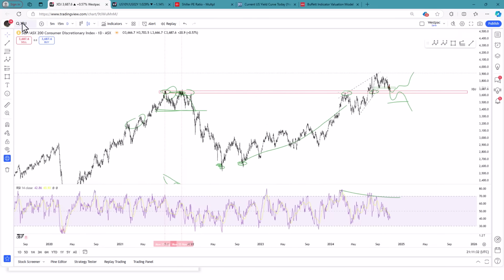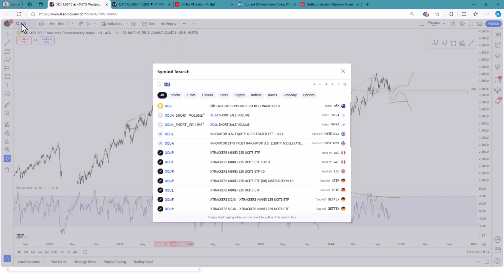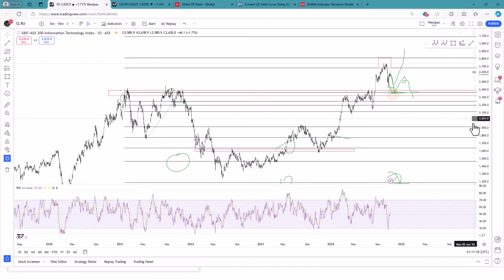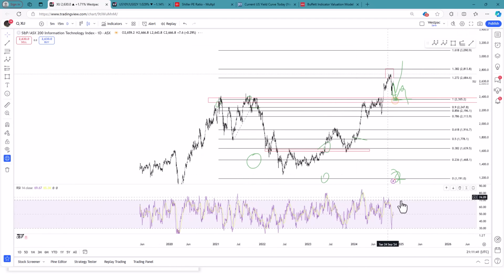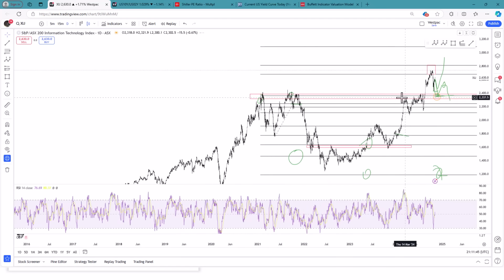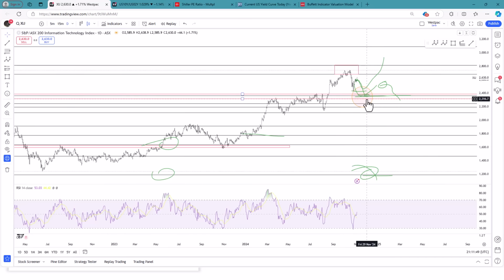In particular, what I'm looking at right now is energy. So you see discretionary is overextended, and XLK, information technology, is as well. They were quite extended, come up into this little pocket zone here. Same thing, if this resistance doesn't act as support, you've got to wonder what's going on.